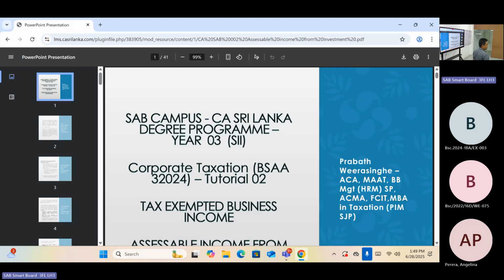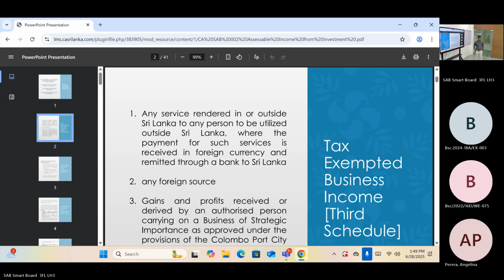Yeah, today onwards we are discussing acceptable income from investment. This is the third income source. First income source is acceptable income from employment. Second one is acceptable income from business, which we have discussed. Third one is acceptable income from investment. Before that, I have summarized tax exempted business income. This income is tax exempted.